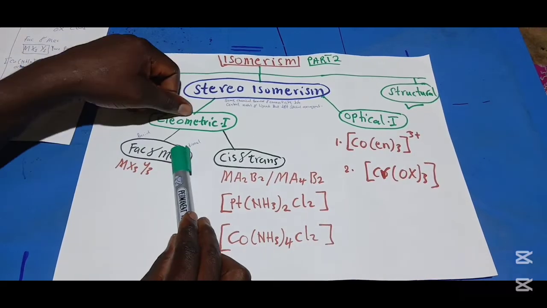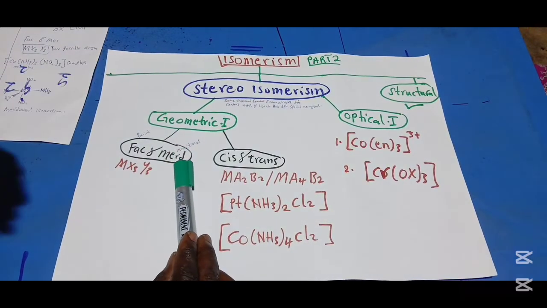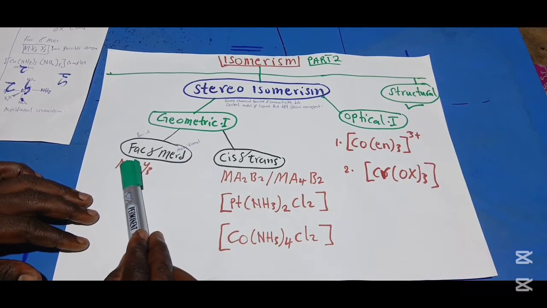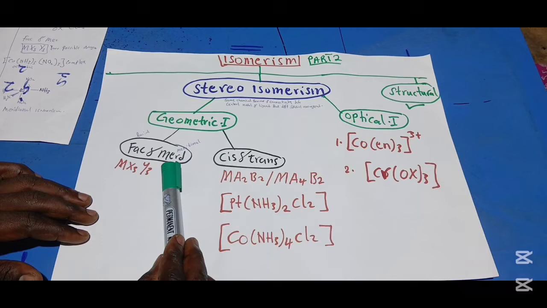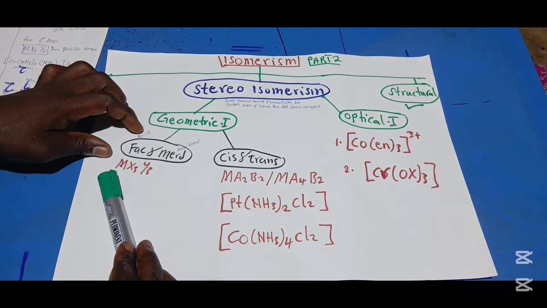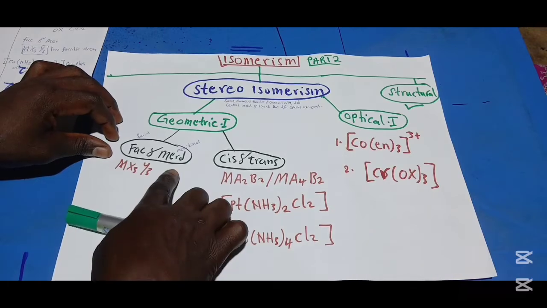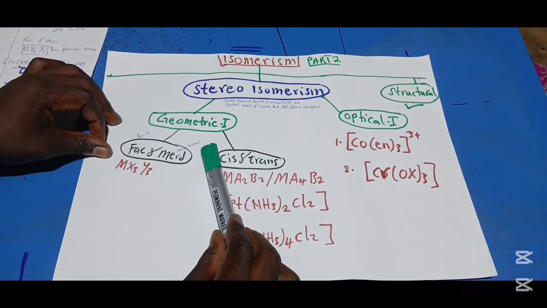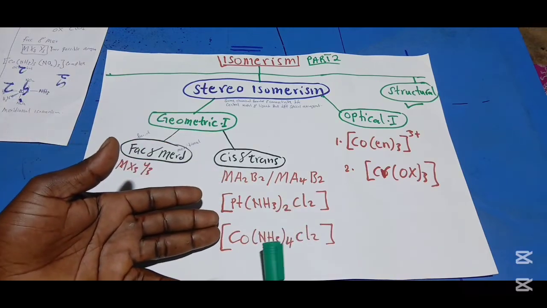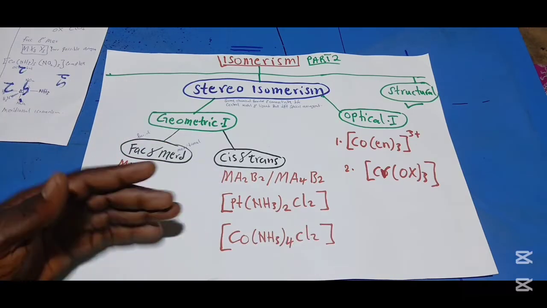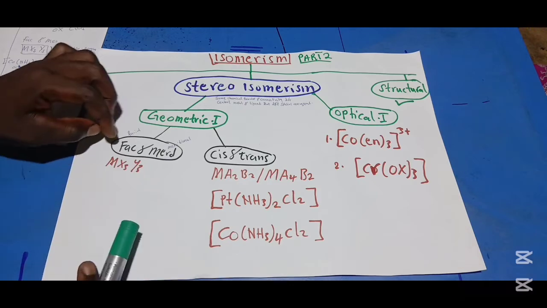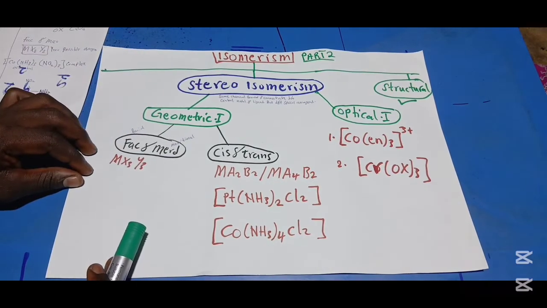The geometric isomerism is subdivided into two. We have the cis and trans isomerisms, and we also have the Fac and Mer isomerisms. Fac is a short form for facial isomerism, and Mer is a short form for meridional isomerism. I'm going to break everything down so that you get it very well. First of all, let's look at the Fac and Mer isomerisms.